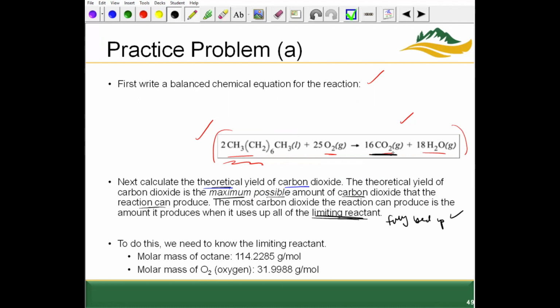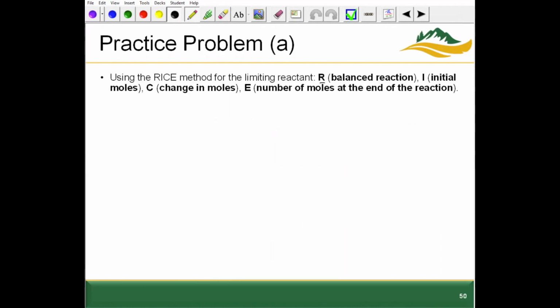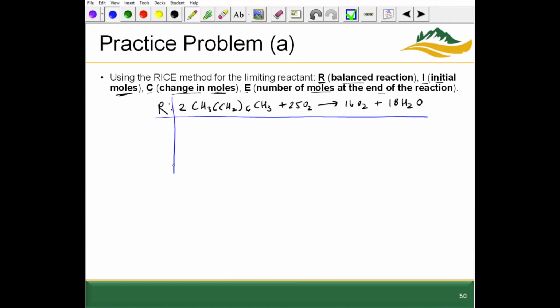In using the RICE method, we still are going to need the balanced chemical reaction as well as the molar masses of octane and oxygen. In the RICE method, we have R, the balanced reaction, so R for reaction, I for the initial amount of moles, again, always working in moles, C for the change in moles, E for the number of moles at the end of the reaction. So we have R right now, the balanced chemical reaction. Note these subscripts here.